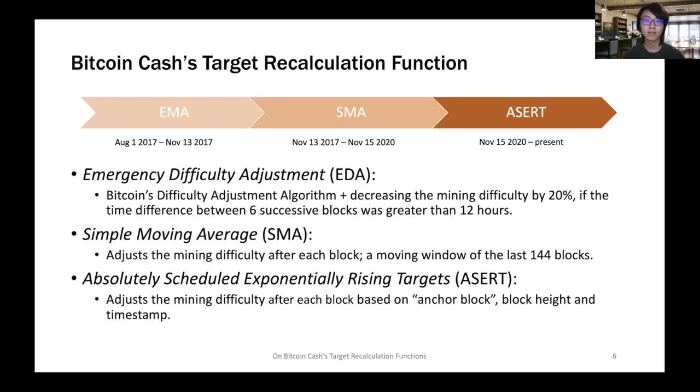and the clients. So therefore, in November 2017, Bitcoin Cash adopted a new target recalculation function called SMA, for simple moving average function. And in this SMA function, the target will be adjusted after each block. And we have a moving window with a length of 144 blocks.